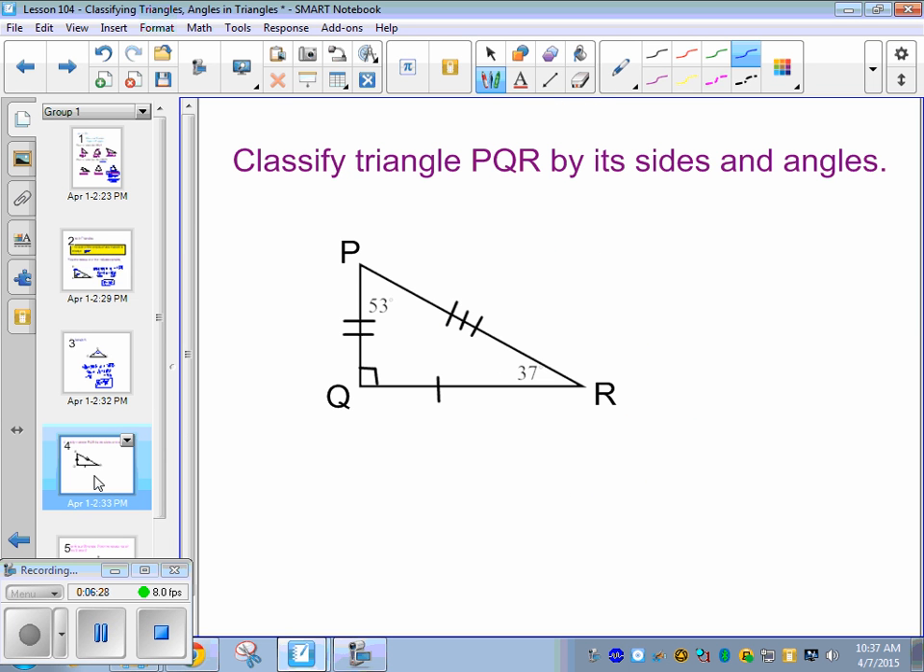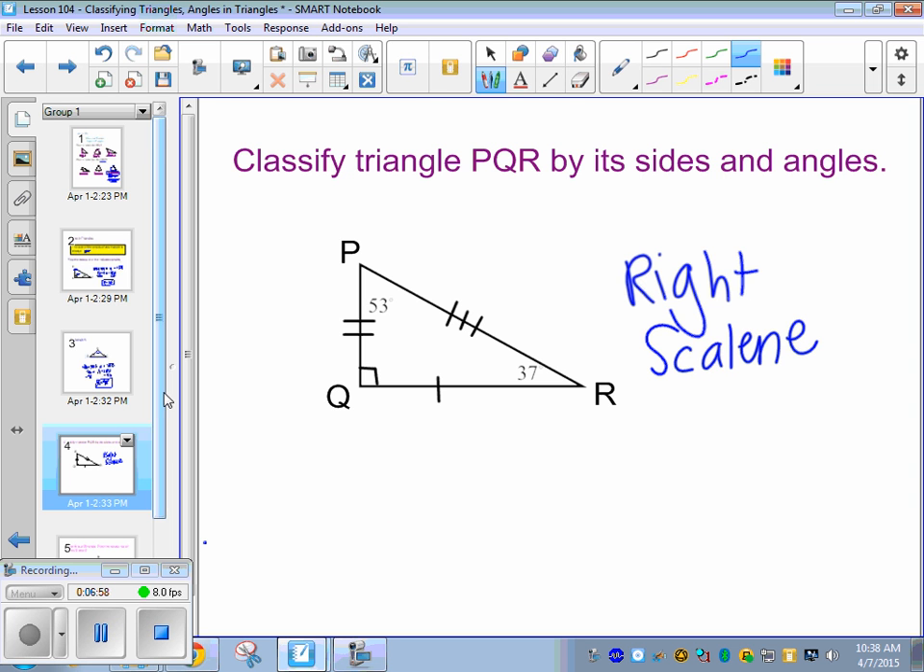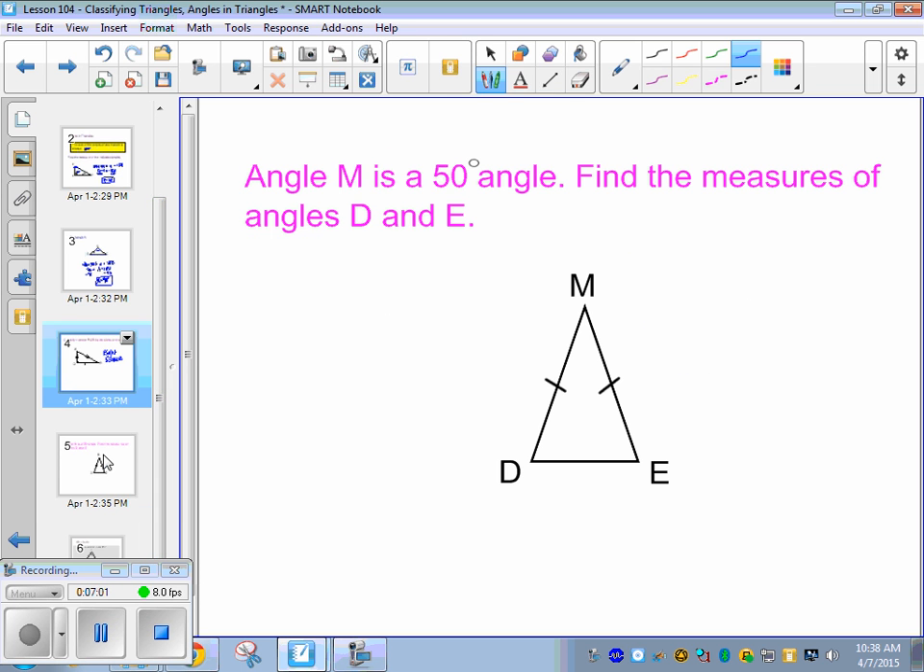Okay, classify triangle PQR by its sides and by its angles. Yep. So two names for this triangle. Mark, what do you think? The right triangle and a scalene triangle. Good. So when you classify by angles, it's a right triangle because we've got the one right angle. And we've got three different lengths, which means it is scalene. Make sense? Let's try another one. If you don't write all these down, it'll be fine.